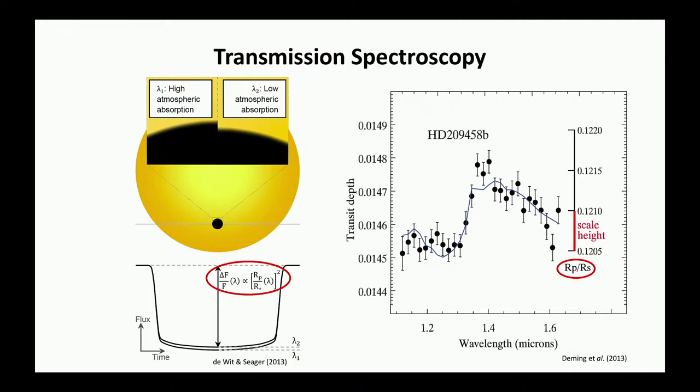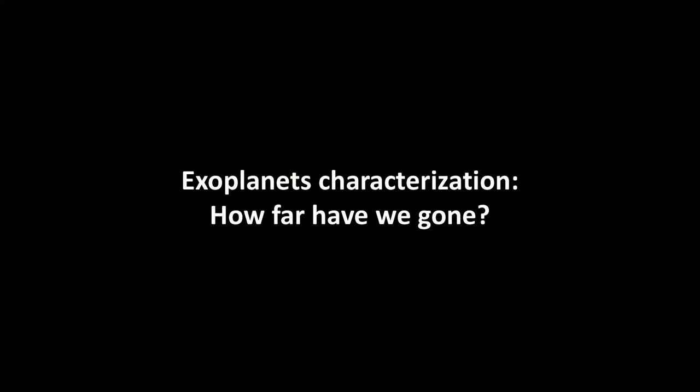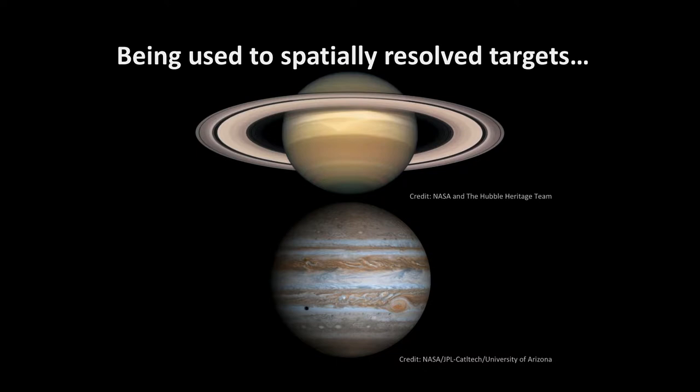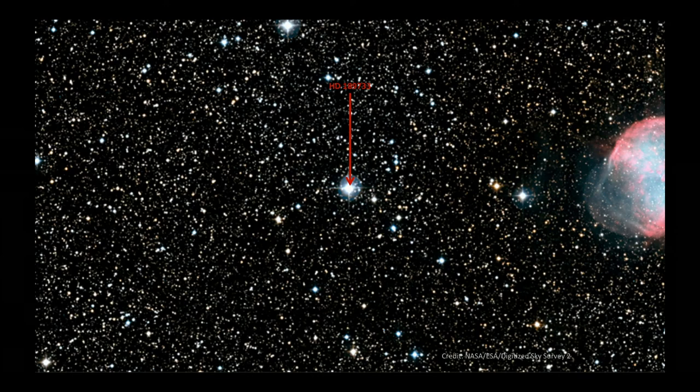Now, how far exactly have we gone in terms of characterization? Well, as I said, we've been used to spatially resolved planets, but we've actually managed to start doing maps of exoplanets, even though, again, the only thing that we see is one bright dot. So how do we get there?